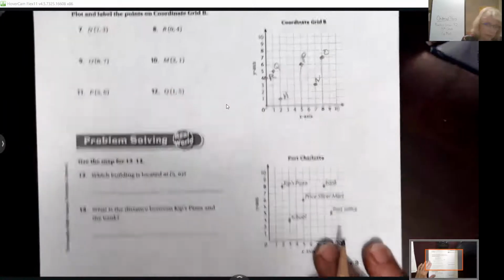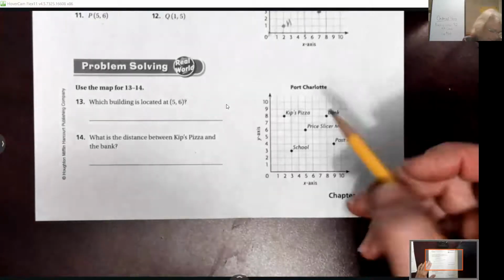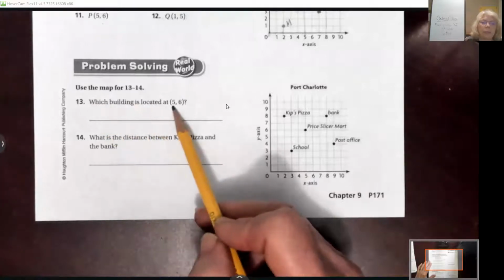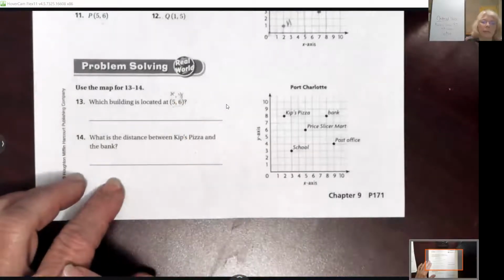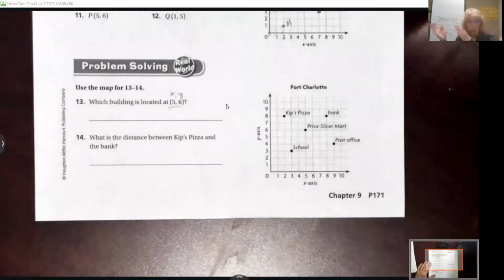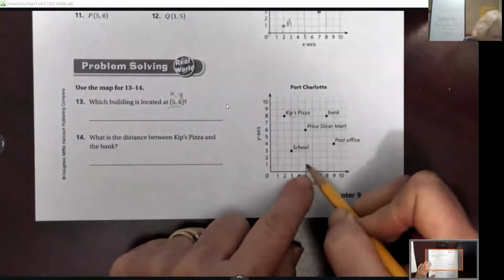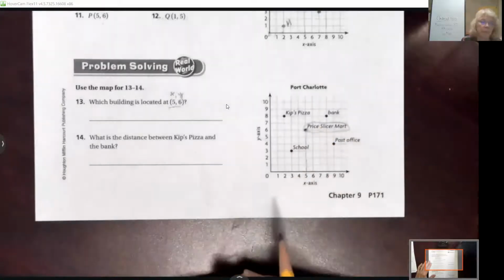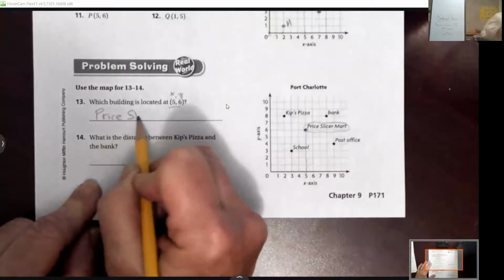So let's now go down to this next part of the problem of which building. In this case, our data is listed as buildings. And they ask which building is located at 5, 6. Remember, this is their X, this is their Y. X comes before Y. So let's try to plot that point and see where we end up. We have to go over first, then up. So we're going to go over to 5 and then up 6. 1, 2, 3, 4, 5, 6. And here's where we land. So our answer here is this building, the Price Slicer Mart.